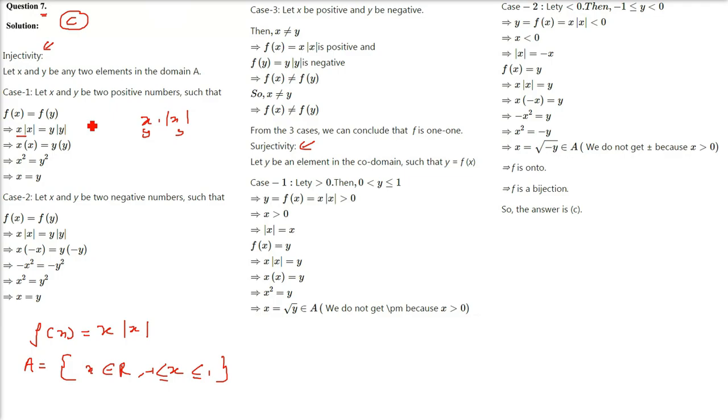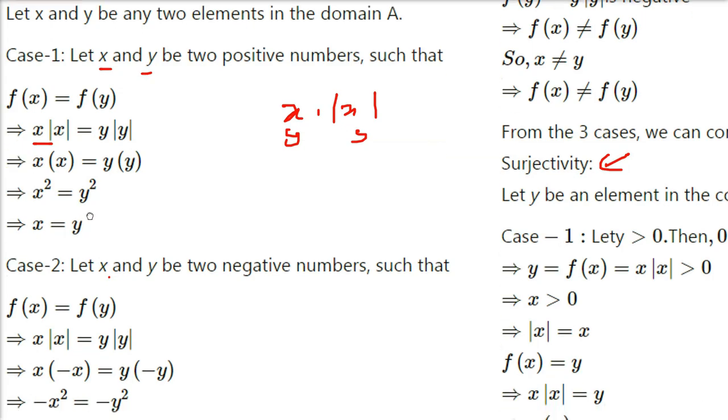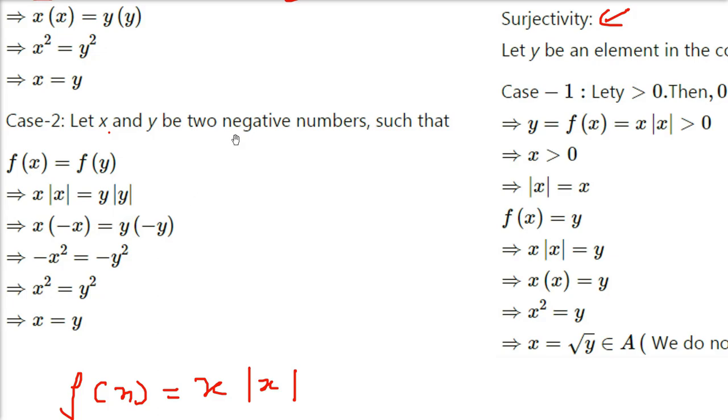The first case is x and y, let us take both of them as positive numbers. Next we'll take both as negative. Then we'll take x as positive and y as negative. So these are the 3 cases. One more case, x is negative and y is positive, will be the same as the third case. So when x and y are positive, you will get x square equals y square, x equals y. So this is okay. When x is negative and y is negative, mod x will give you negative x, mod y will give you negative y. So minus minus gets cancelled. Again, as in case 1, same scenario, x equals y.